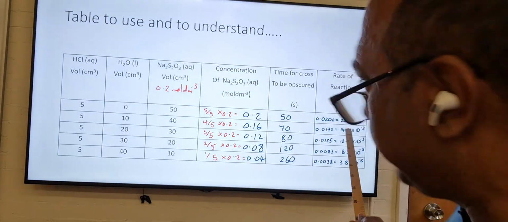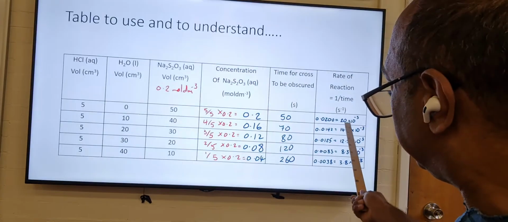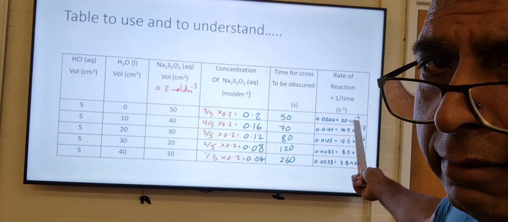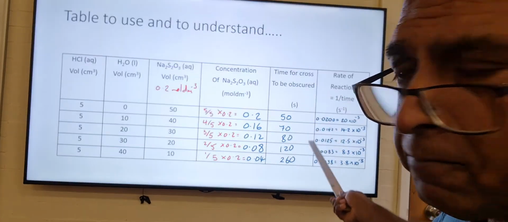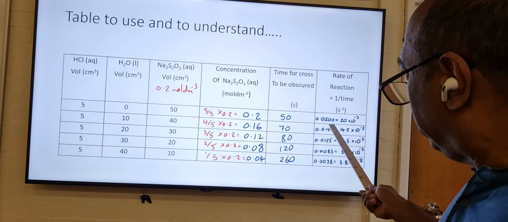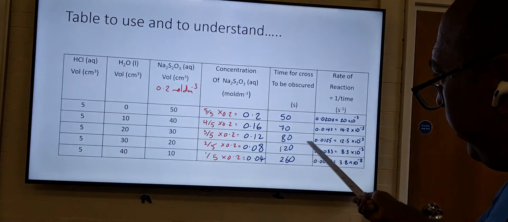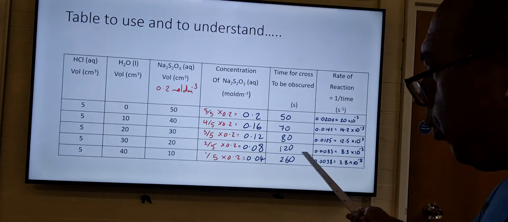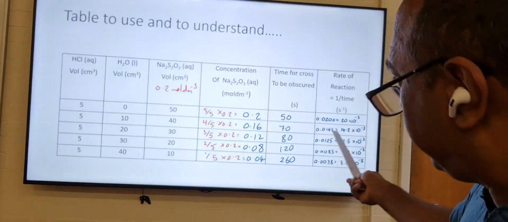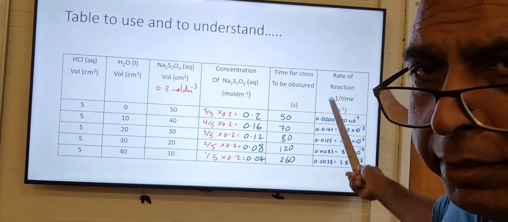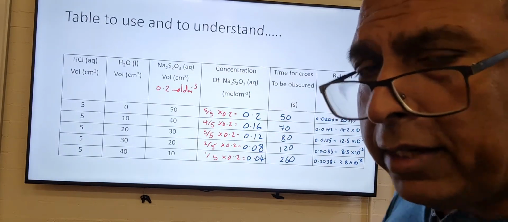So multiply by 1,000, you get 20. Times 10 to the minus 3 is divided by 1,000. It gets you back numerically to the same value as before the equal sign. That is 1 over 50. 1 over 70 is that. 1 over 80 is that. 1 over 120 is that. 1 over 260 is that. And again, I multiply by 1,000 to get them into more manageable numbers. And then I plot them. Now the plot is quite interesting.